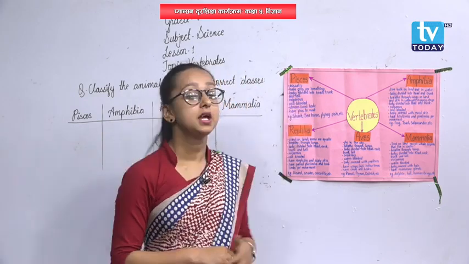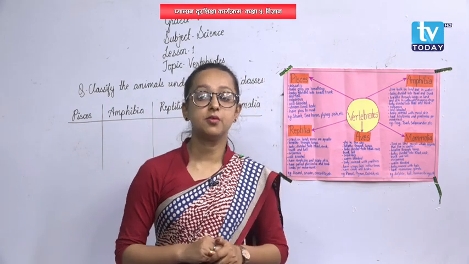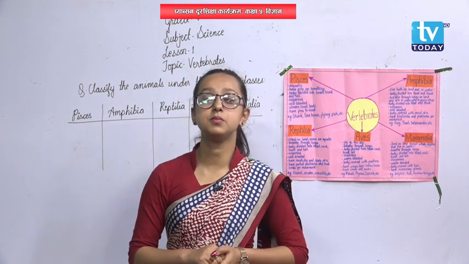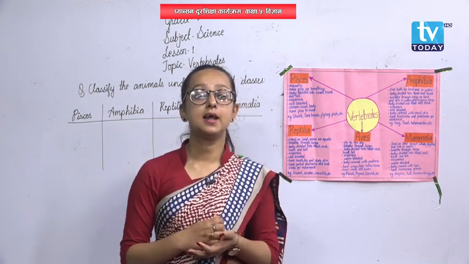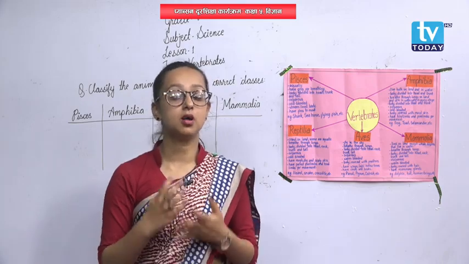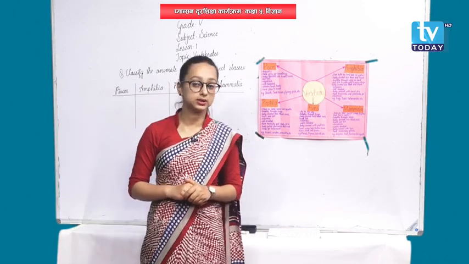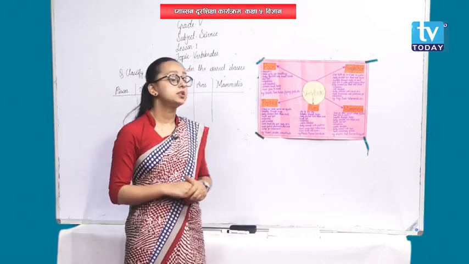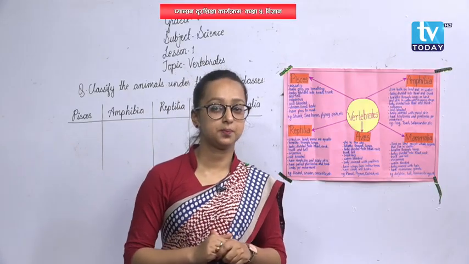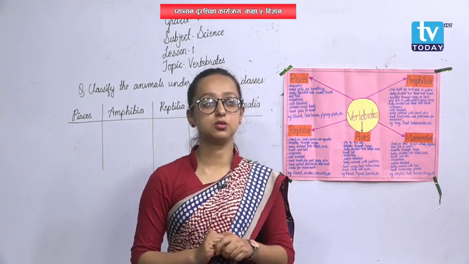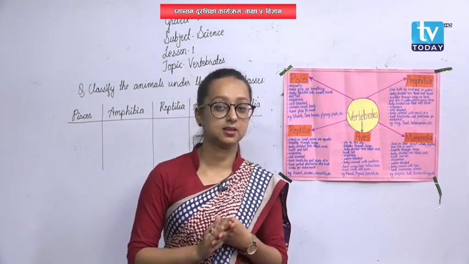As we have discussed, in Pisces, the animals breathe through gills. In amphibians, some of them breathe through lungs, whereas some of them breathe through gills. Whenever they are in their young stage, they breathe through gills, and at an adult stage, they breathe through lungs. But the animals that fall in Reptilia, they breathe through lungs. In the similar way, the body is divided into head, neck, trunk and tail. Neck is also included. They have head, neck, trunk as well as tail.